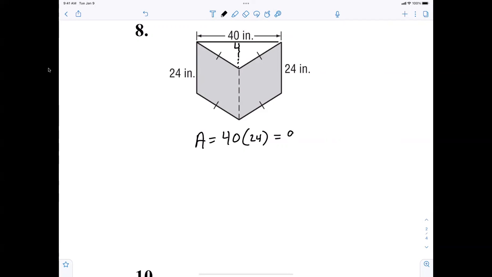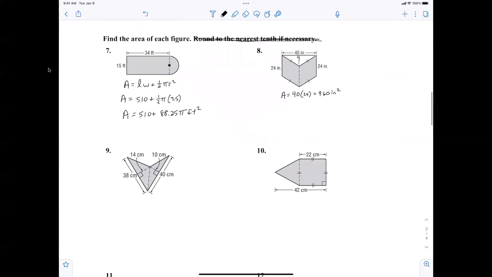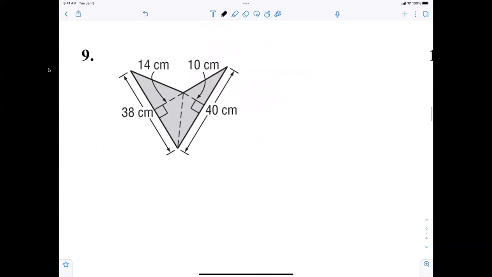So that was 960, and then we say square inches. Is everybody okay with that? Number 8. Area of a parallelogram is just base times height. All right, let's check out this guy over here.